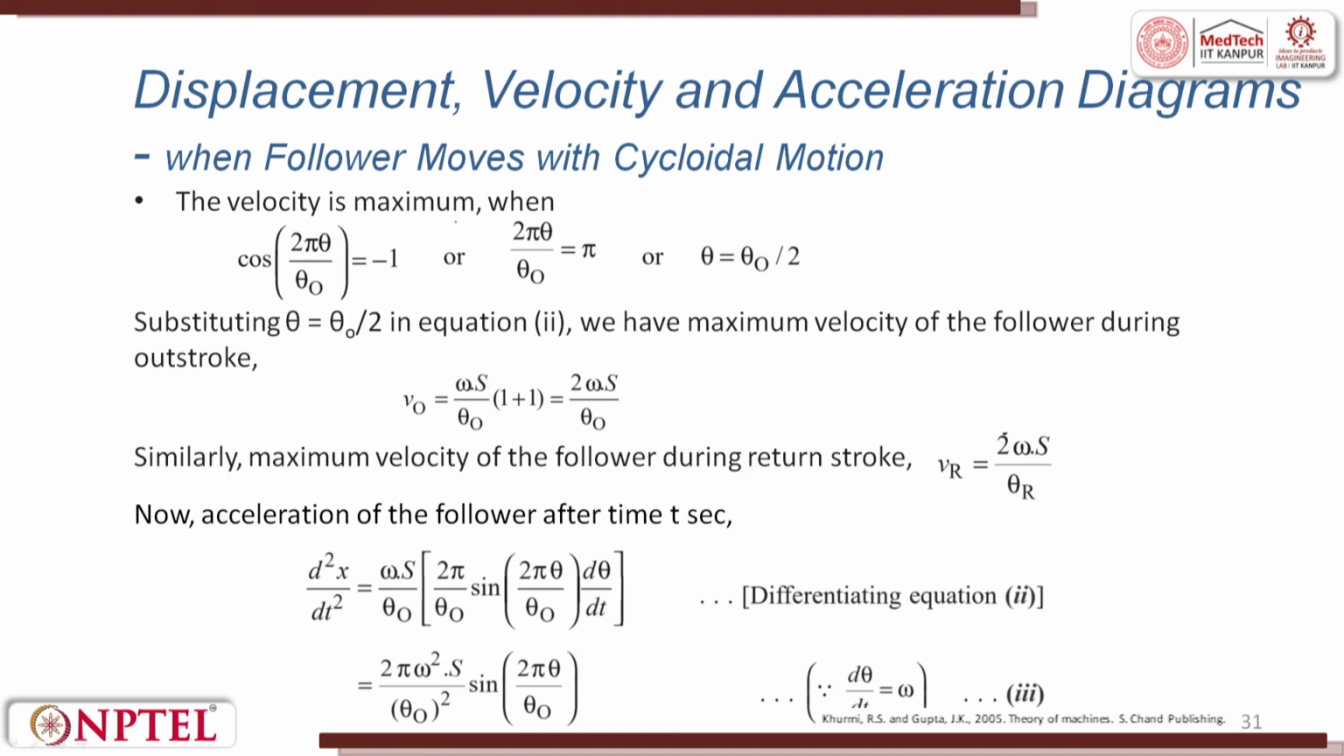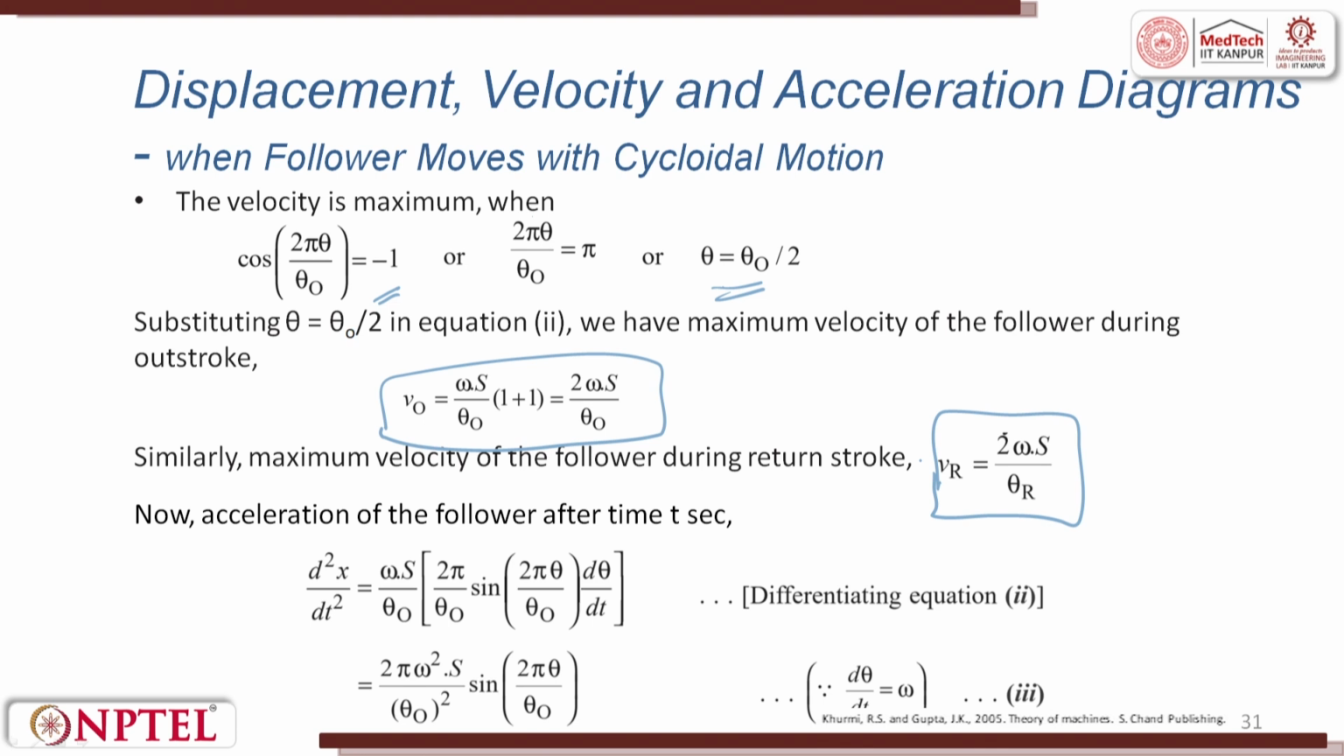So, the velocity is maximum when cos θ is equal to minus 1, or when θ equal to θ0 by 2. Substituting θ0 into equation 2, we get the velocity. So, the maximum velocity for the return stroke is going to be this.